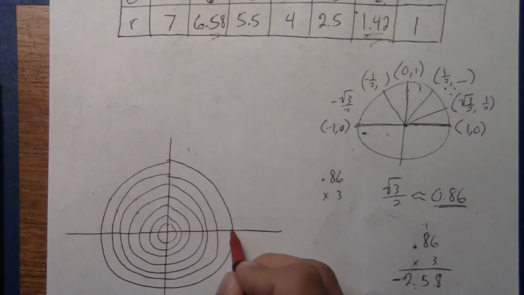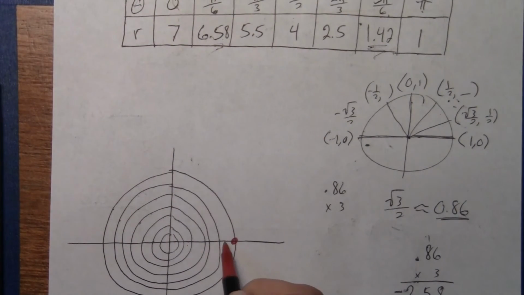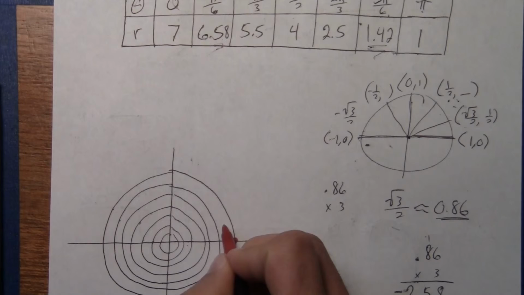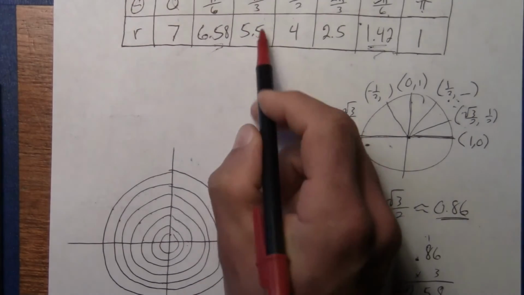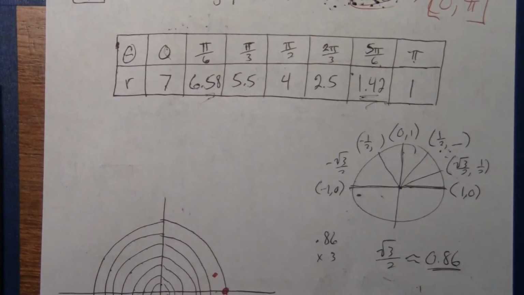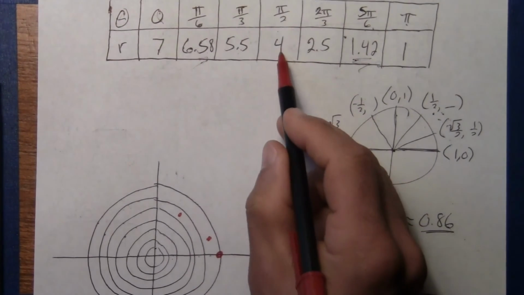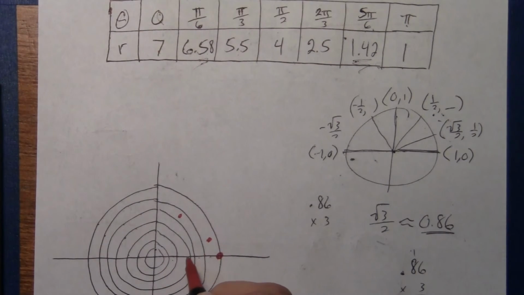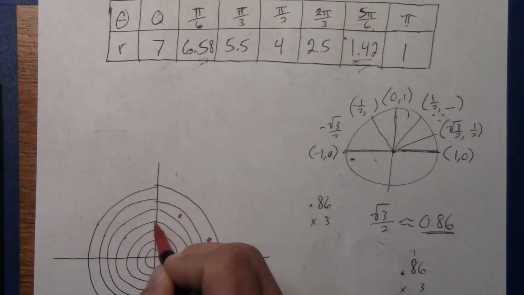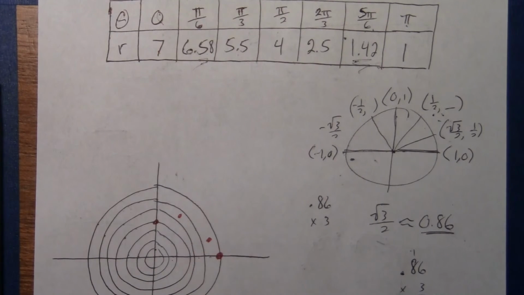So 7, don't rotate, or rotate 0 radians, there it is. Next one, 6.5, I'm going to say, and then I rotate 30 degrees, so right about there. Next point would be 5.5, so 1, 2, 3, 4, 5.5, and rotate 60 degrees, so that's going to put me right about here. Next is 4, 1, 2, 3, 4, rotate pi over 2, or 90 degrees, so that's going to be here.